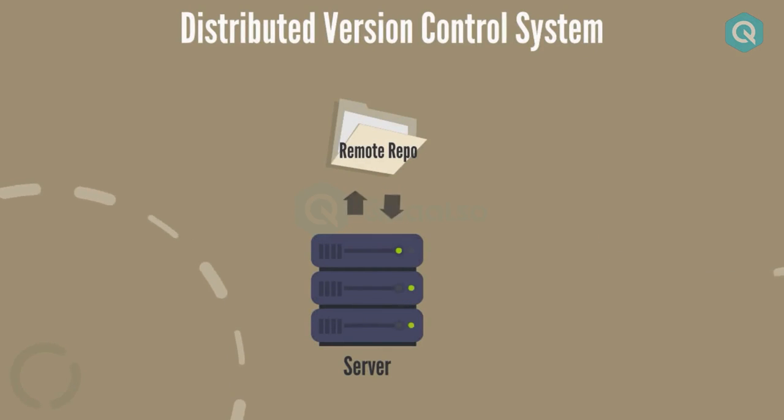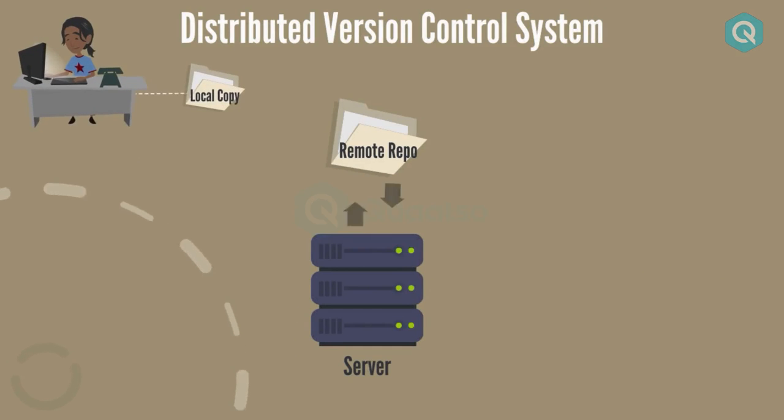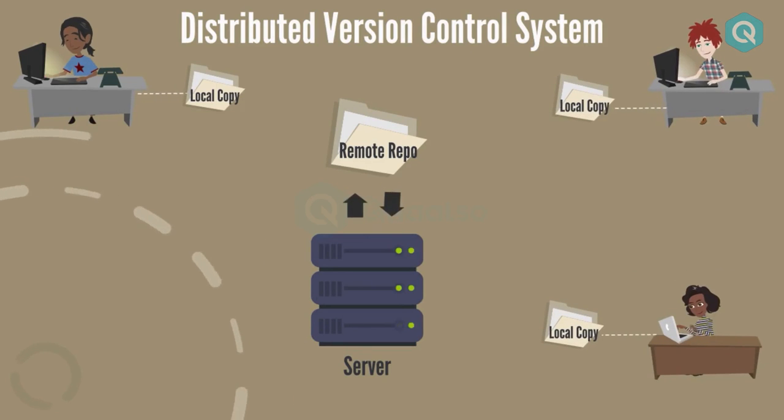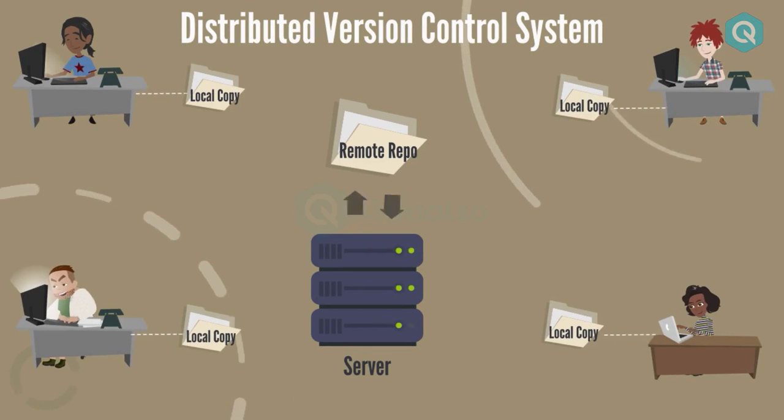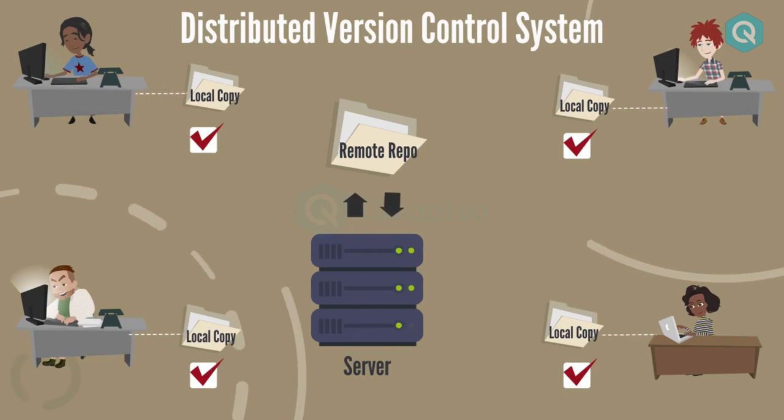However, in the distributed version controlling system, each developer contains a full copy of the entire project, including the full history of the code commit. Here we never rely on the central server. Instead, each developer has a full backup of the entire project in their local machine.